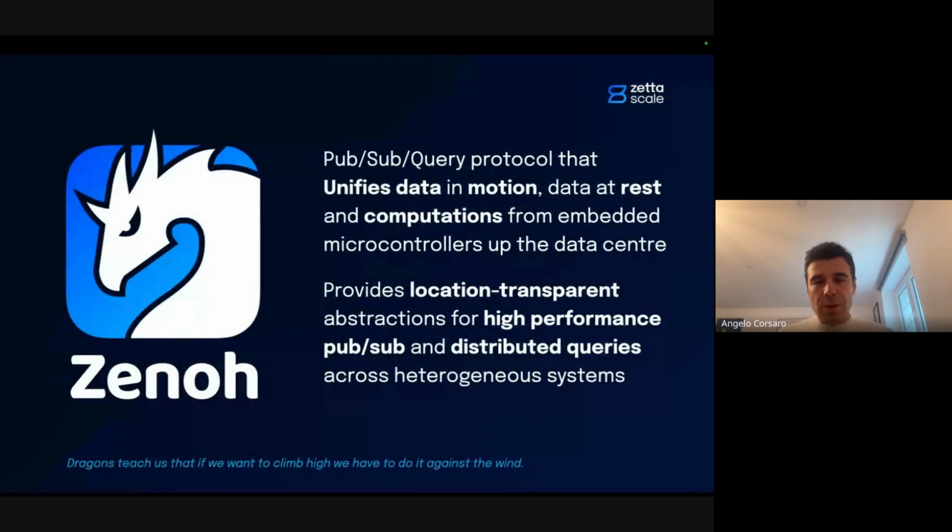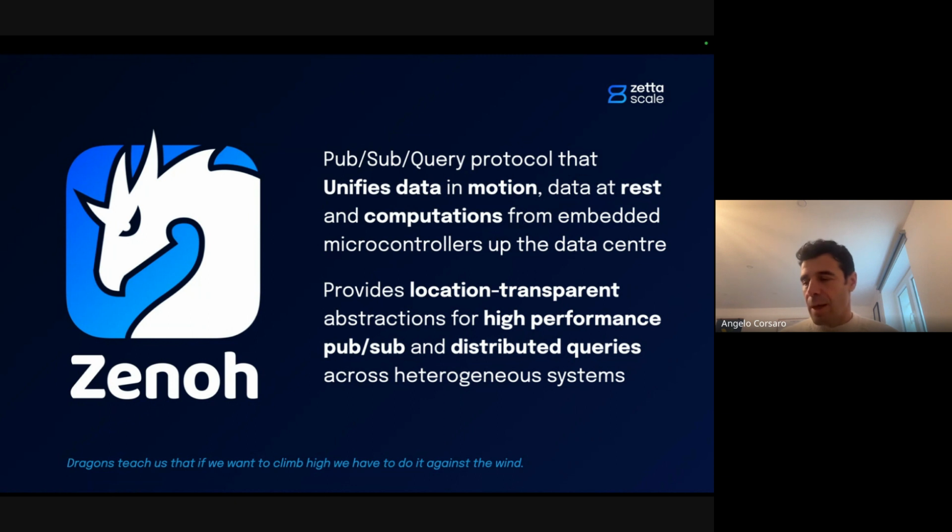Okay, so starting with telling what is Zeno. Zeno is a kind of a strange beast, because when you look at it superficially, some people think it's just a PubSub protocol, but in fact it isn't just a PubSub protocol. Zeno is a protocol that puts together primitives for publish, subscribe, and distributed queries. And by doing that, we are able not only to cover the usual case for data in motion, which is typically done with PubSub technology, but also to deal with distributed queries and use the primitive that we use for distributed queries also to trigger distributed computations.